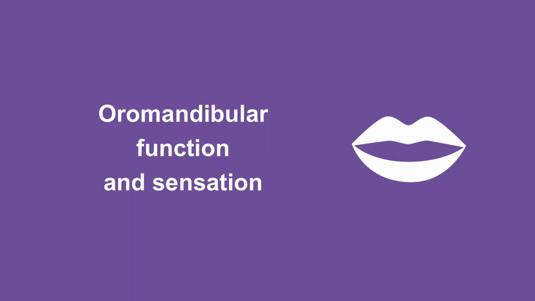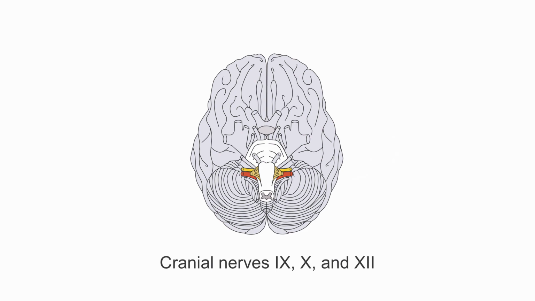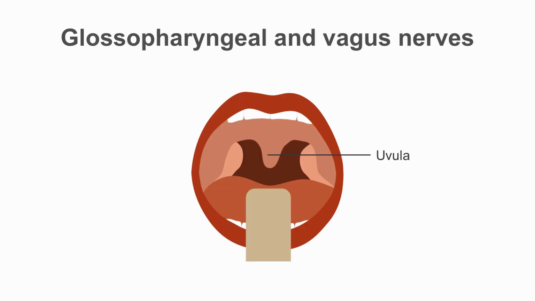Oral mandibular function and sensation is provided by cranial nerve 9, 10, and 12. Examination of the glossopharyngeal and vagus nerves involves testing the gag reflex and asking the patient to vocalize while looking at the uvula and determining if there is deviation. The gag is elicited by touching the tonsillar pillar lightly with the tongue blade. Gag testing should result in uvula rising in the midline. Unilateral damage of these cranial nerves will result in the uvula being pulled to the side which remains intact, so away from the damaged side.